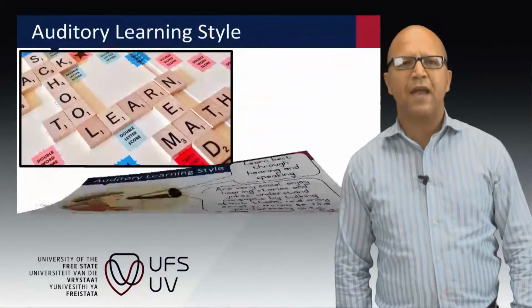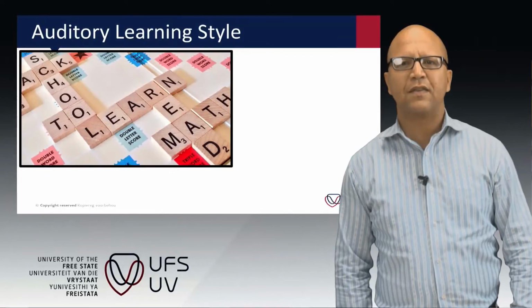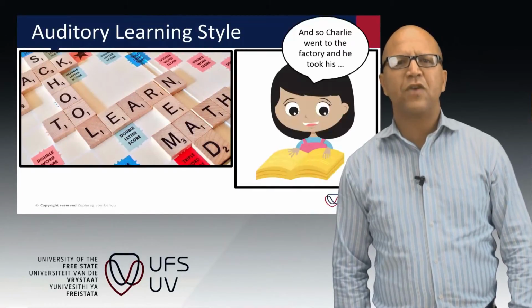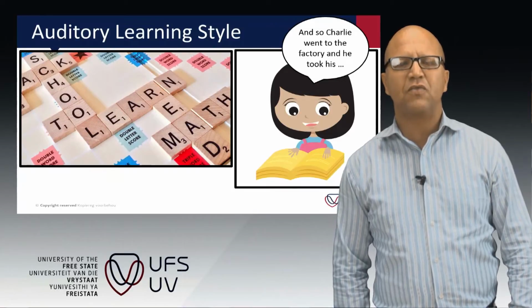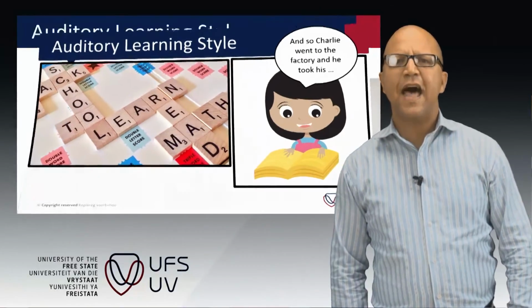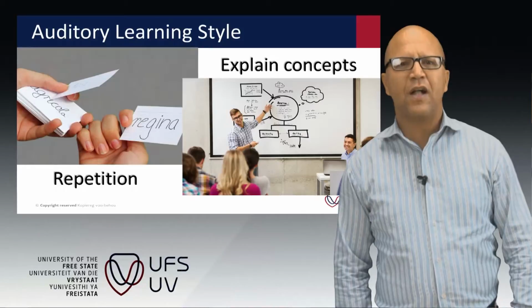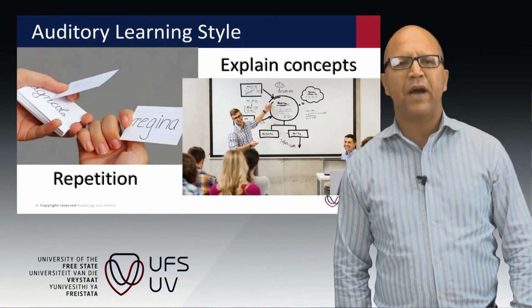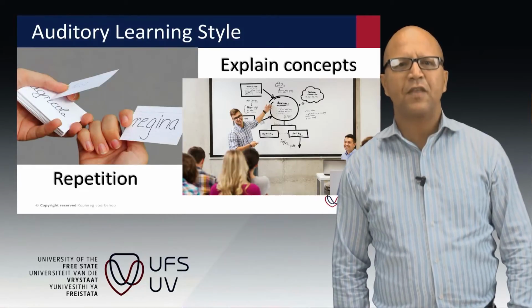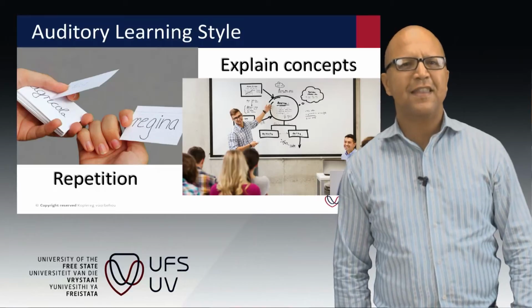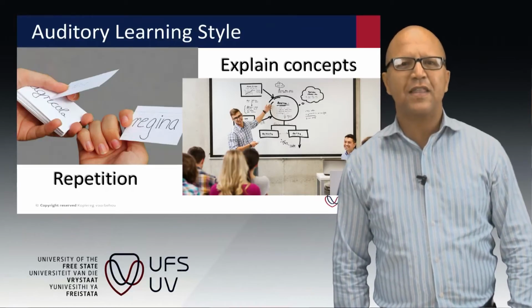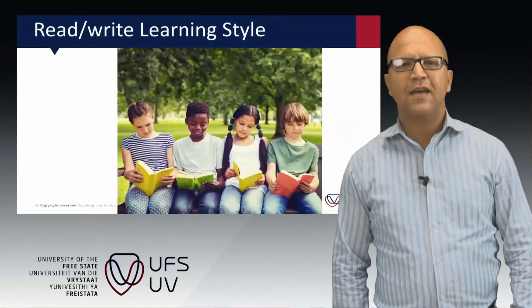Play word games and use rhymes to practice language. Have the child read aloud, even when alone, and follow the text with their fingers. Allow the child to explain concepts verbally and give oral reports. Have the child memorize information by repeating it aloud. There are many techniques that you can apply. Just look them up in your reading section.